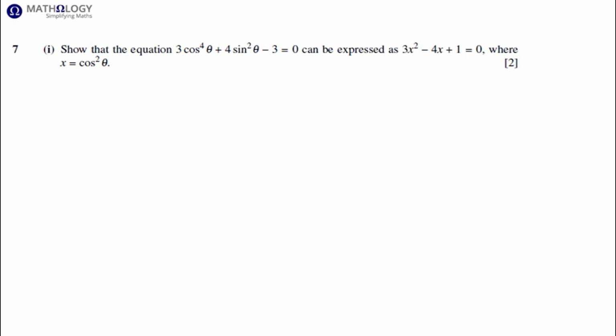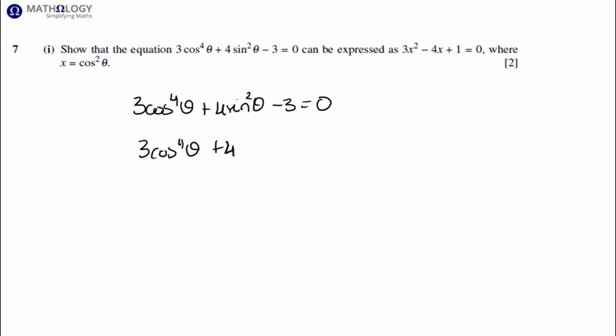Question 7. Show that the equation 3 cos to the 4 theta plus 4 sine squared theta minus 3 equals 0 can be expressed as 3x squared minus 4x plus 1 equals 0, where x equals cos squared theta. Okay, we have two trig ratios here, cos and sine, and we need to obviously express it as a single trig ratio.